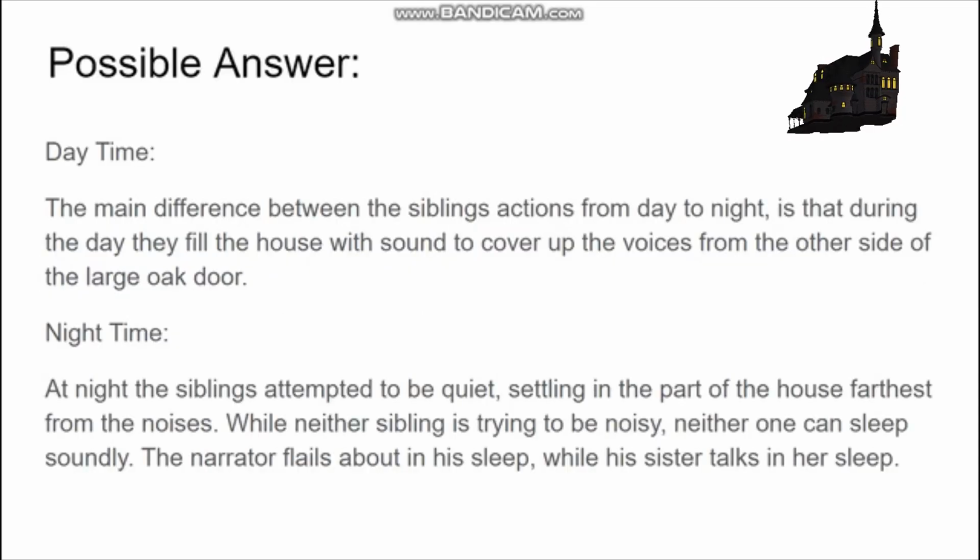So a possible answer is the main difference between the siblings' actions from day to night is that during the day they fill the house with sound to cover up the voices from the other side of the large oak door. And then at night, the siblings attempted to be quiet, settling in the part of the house farthest from the noise. While neither sibling is trying to be noisy, neither one can sleep soundly. The narrator is flailing about in his sleep while his sister talks in her sleep.